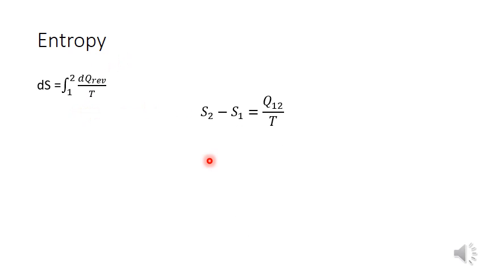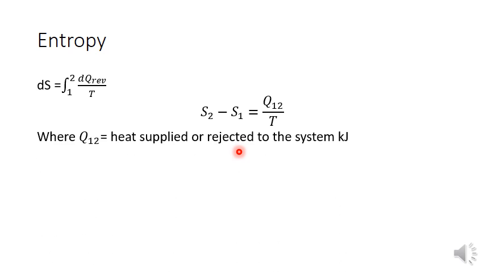We can also write this equation as S2 minus S1 is equal to Q12 by T, where Q12 is the heat supplied or rejected to the system. The unit is kilojoules, and T is the absolute temperature in Kelvin. Using this formula, the entropy can change due to several aspects. The first point is that entropy is directly proportional to the heat transfer. If you remove heat from the system, the entropy decreases. If you supply heat to the system, the entropy increases.